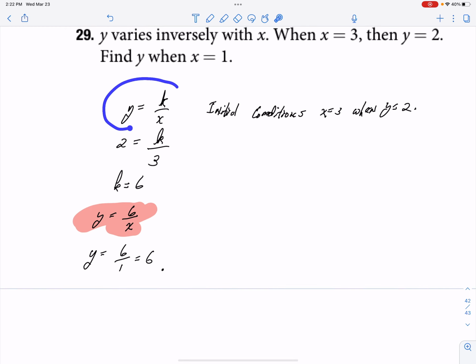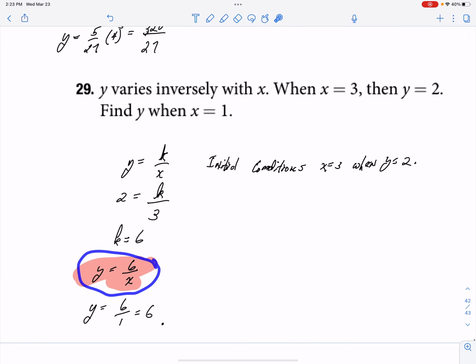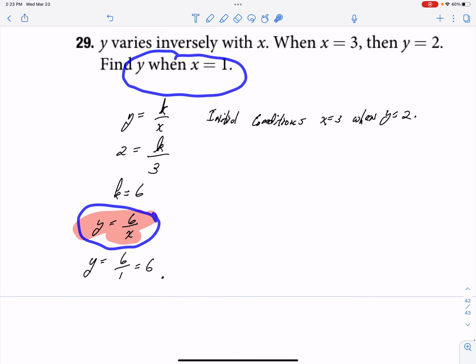So I could take that equation, plug in y is 2 and x is 3, and that gives me 2 equals k divided by 3. Well, if I just multiply both sides by 3, I get k must be 6. So k is 6. And my equation now becomes, plugging in 6 for k, y is 6 divided by x. All right, so there's our equation. It goes on to say, find y when x is 1.